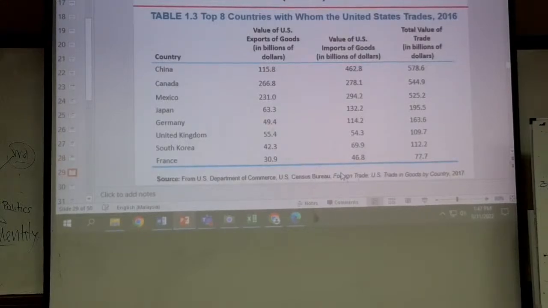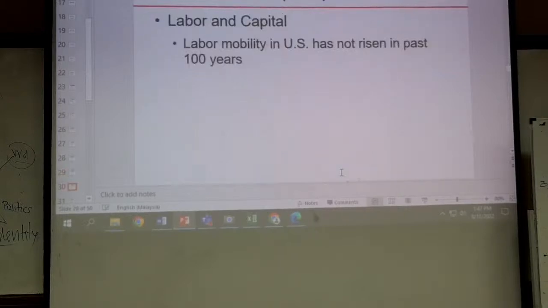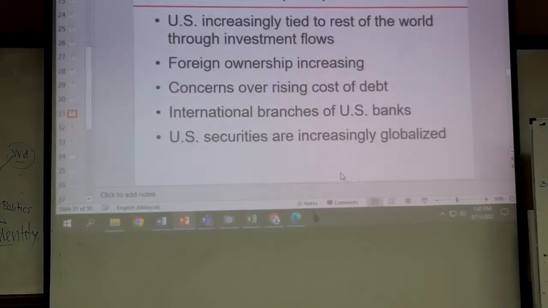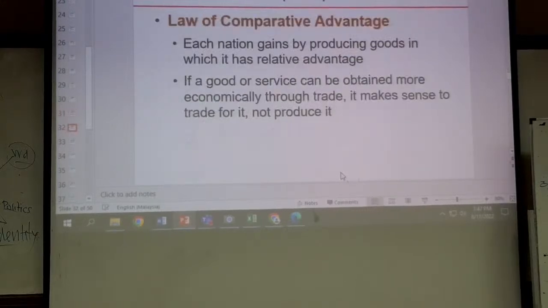Trade, okay? This has been skipped. Labor and capital: labor mobility has not risen in the past 100 years. Open economy: the U.S. is increasingly tied to the rest of the world through investment flows, foreign ownership is increasing, with concern over the rising cost of debt, international branches out of U.S. banks, and U.S. securities increasingly globalized.